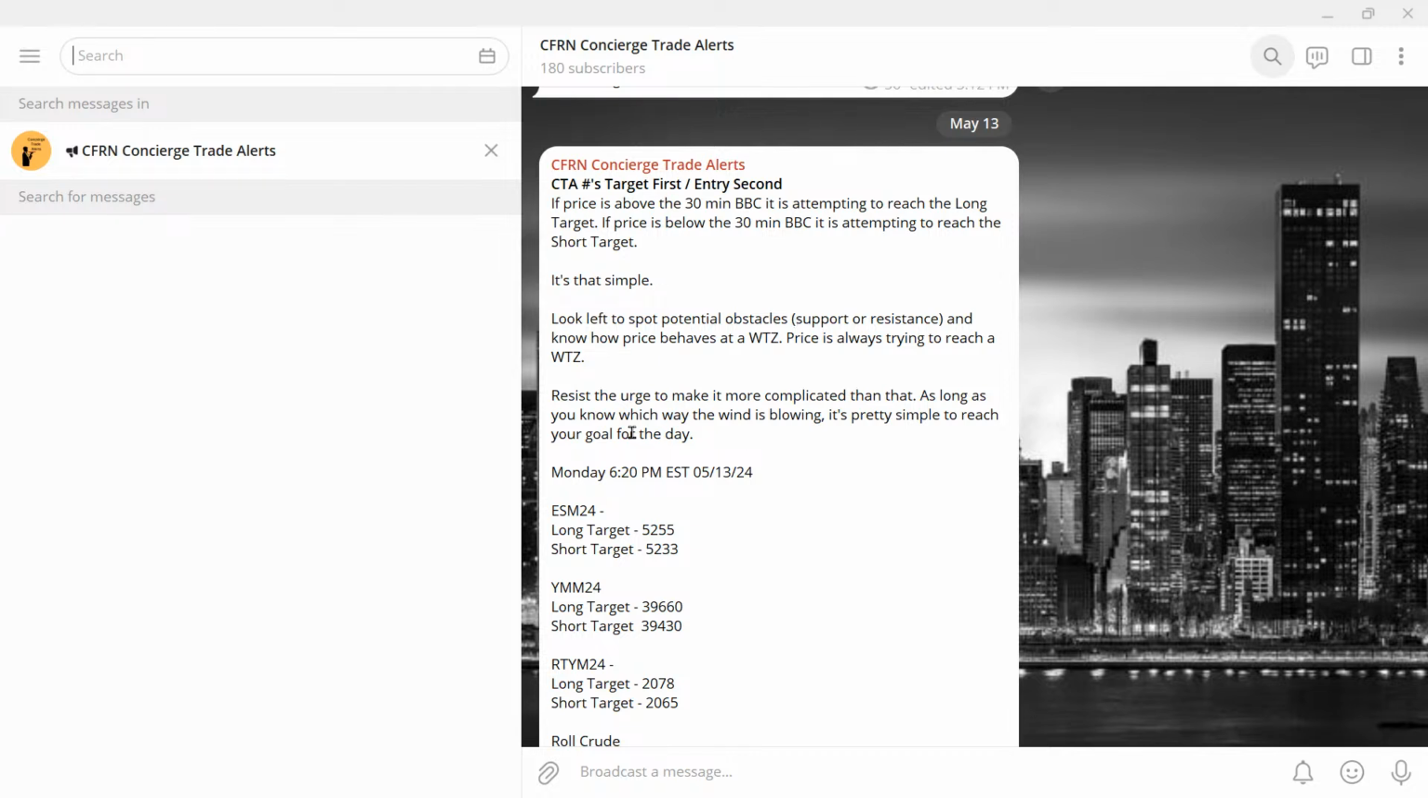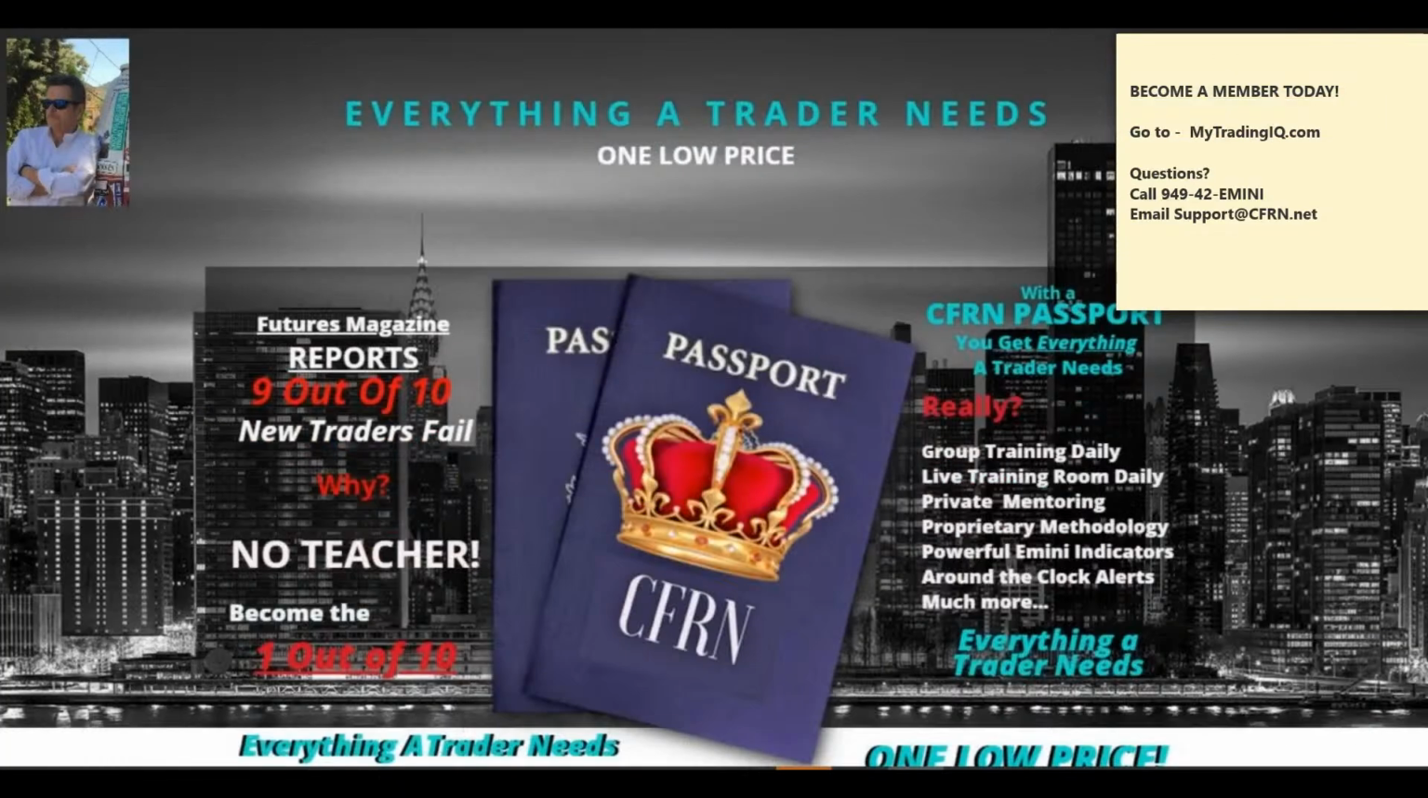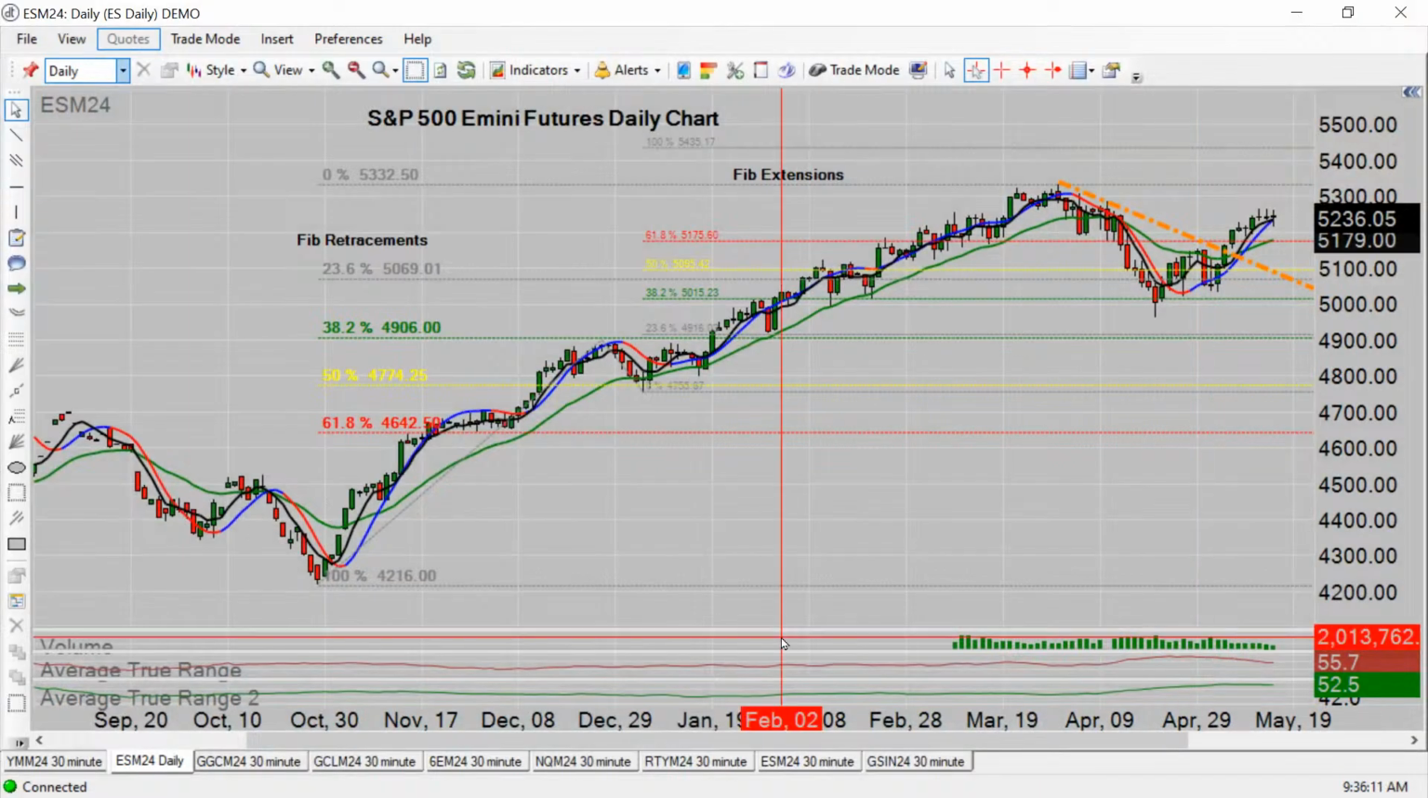Other than that, just resist the urge to make it more complicated. As long as you know which way the wind is blowing, it's pretty simple to reach your goal for the day. So let's take a look at the daily chart.